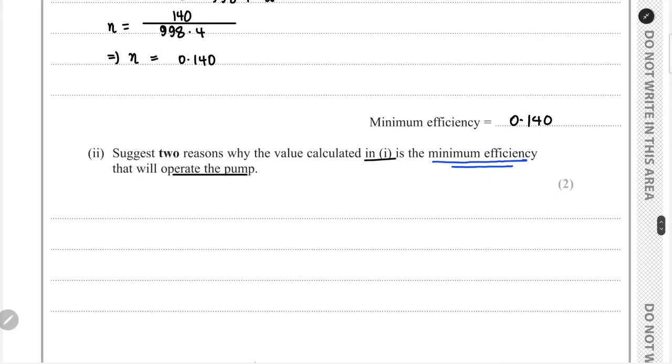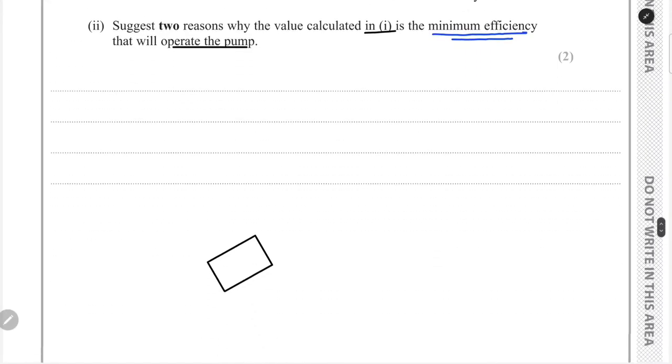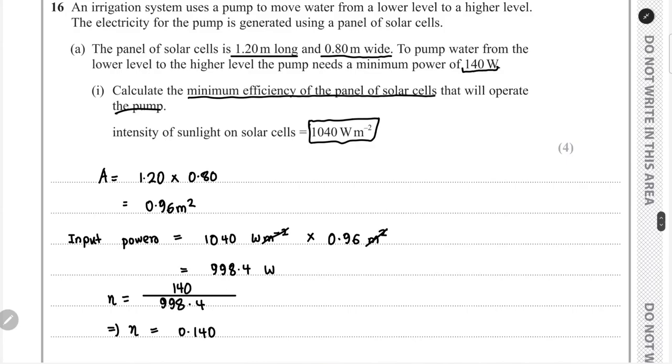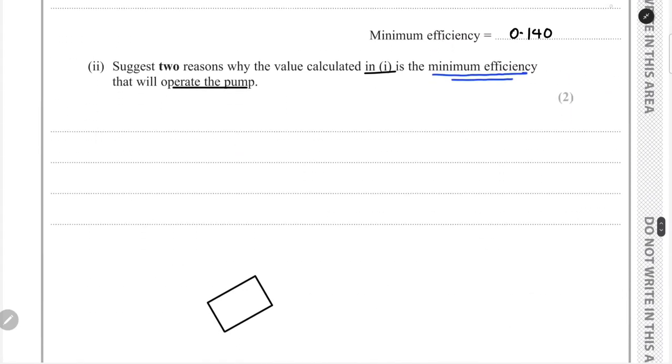It doesn't even have to be for that reason. Some of the light might be reflected off the surface of the solar panel, so we cannot observe all of the light, or we might be having clouds or rain or fog which will decrease the intensity of sunlight falling on the solar panel. So for that reason the input power will decrease, and if that decreases, the output power will also decrease. We cannot have an output power of less than 140 watt to operate the pump. So we'll write down any 2 points from there.